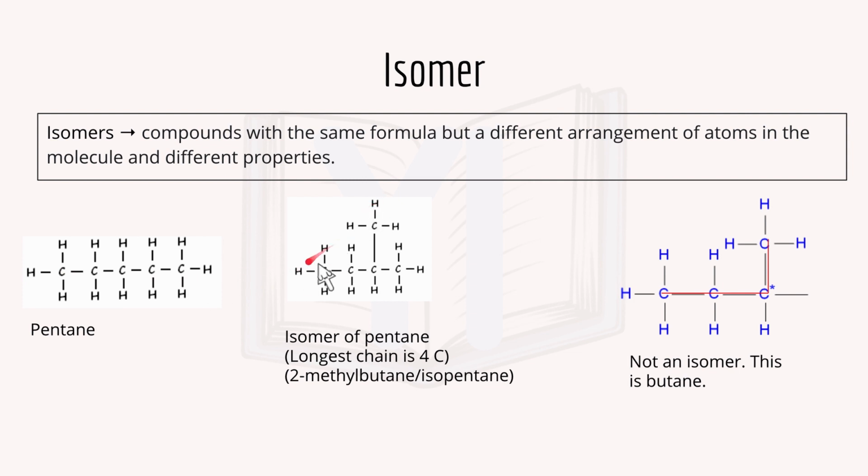But this chain is 1, 2, 3, 4. Because the longest chain, if you go up this way, will be 1, 2, 3, and 4. It can't be 5, so it's an isomer of pentane. And here, let's say this is butane, because it has 4 carbons. It's not an isomer of butane because the longest chain is 4, so it's still considered a straight line.